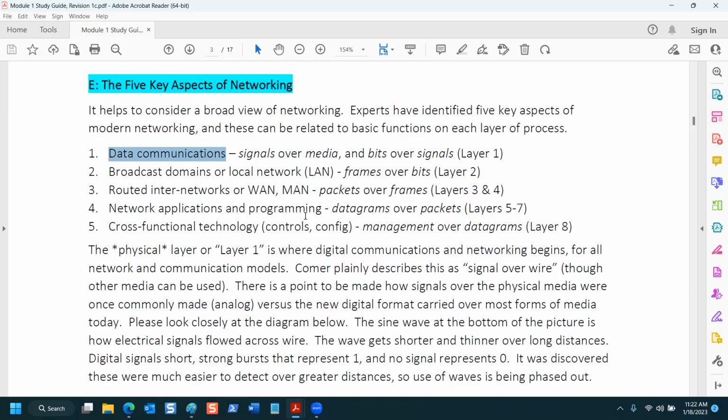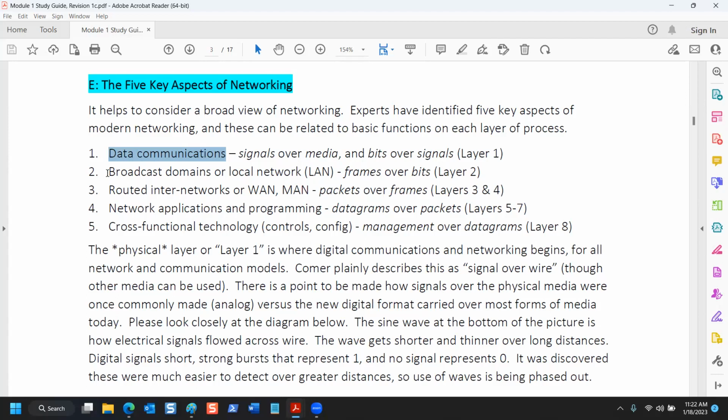The academic and research side of networking, the cutting edge side, has more layers or more aspects to the way they define how a network stack is managed. So the first layer is physical. The important thing to remember is that the first layer is physical, and this is where you get the signals over the wire, and embedded in the signals are bits.